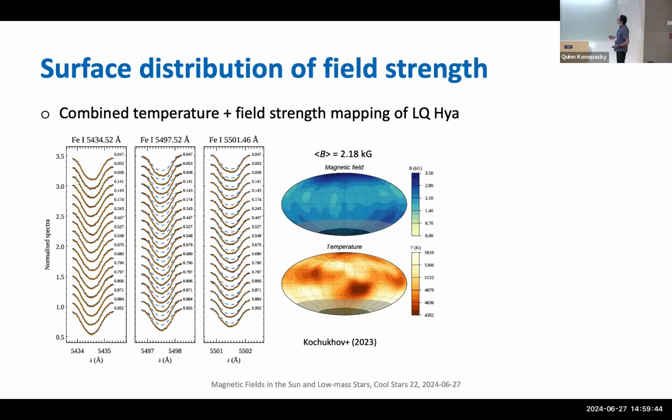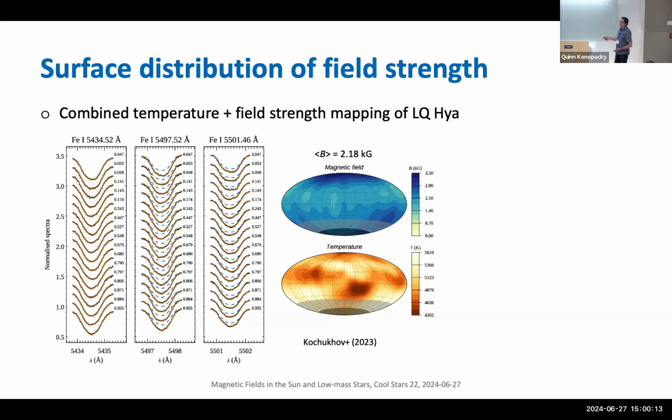Now, it is possible to push this methodology a bit further and try to reconstruct a map of magnetic field, not a vector field, but of the field modulus. We demonstrated the possibility of this using the famous LQ Hydra, a young sun-like star. And we see the two maps. This is the temperature. This is the magnetic field modulus. So a very different type of magnetic field map compared to ZDI.